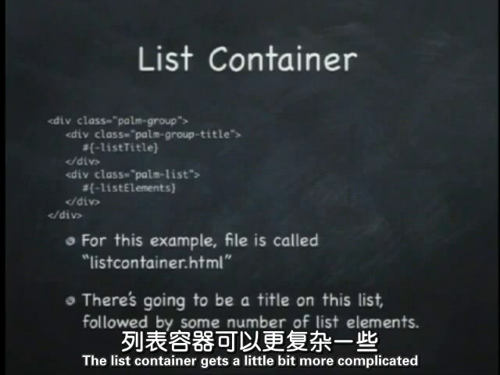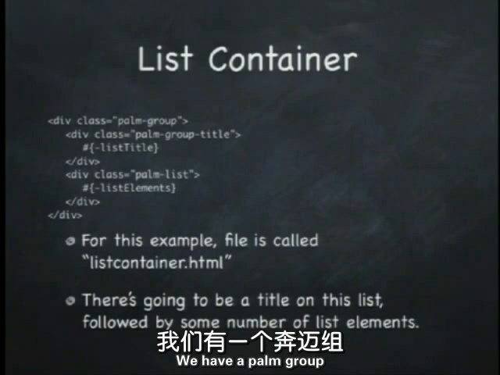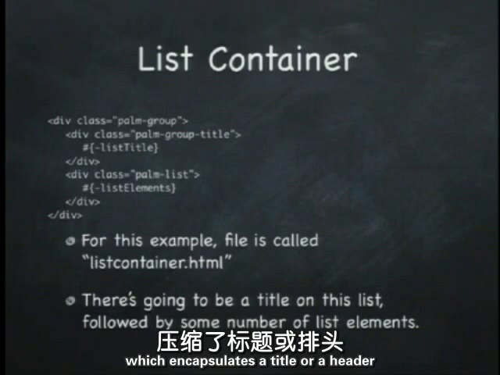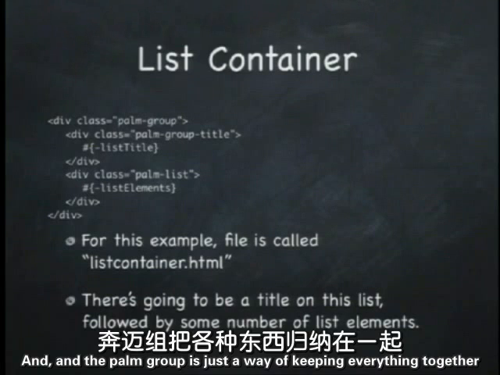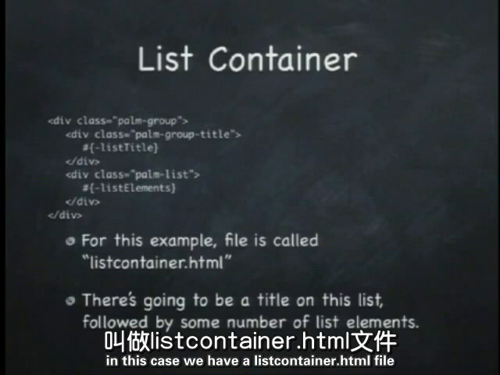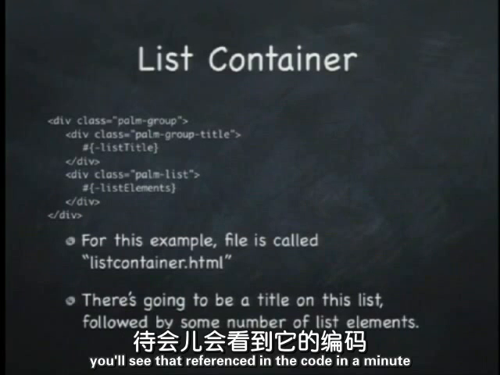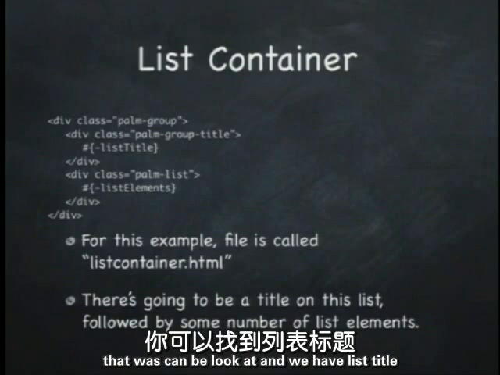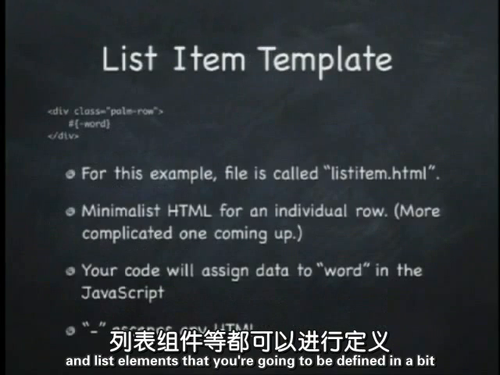The list container gets a little bit more complicated, and so we want to look at a couple of components here. We have a POM group, which encapsulates a title or a header, and the list elements themselves. And the POM group is just a way of keeping everything together. In this case, we have a list container.html file which the application knows about, and this is what's in that. So when we look for the list container, and you'll see that referenced in the code in a minute, that's what it's going to go look at. And you see that we have list title and list elements, which are going to be defined in a bit.